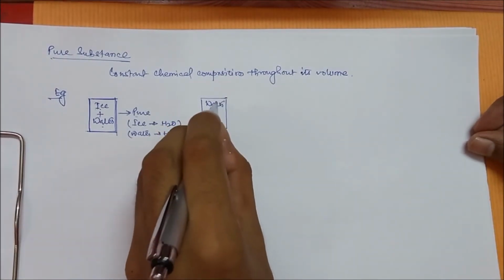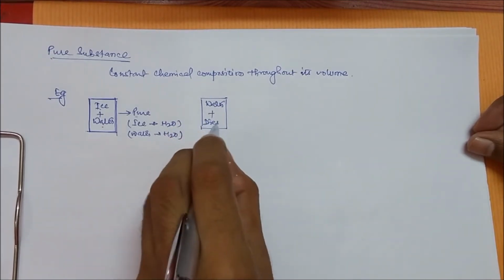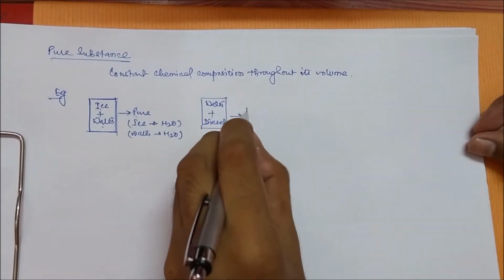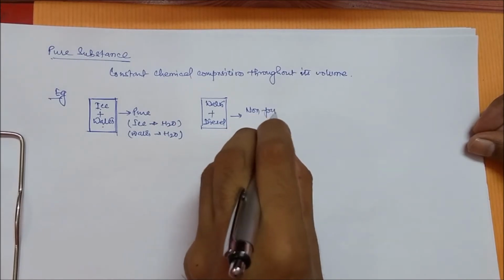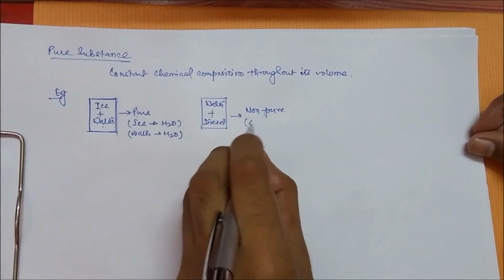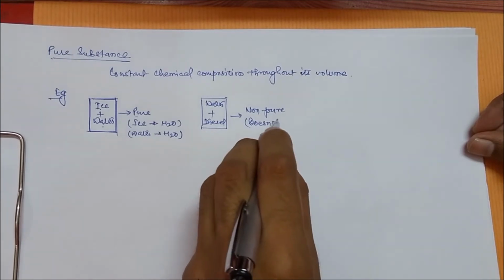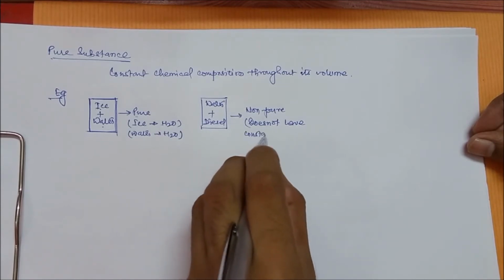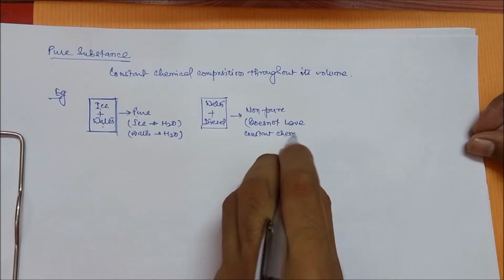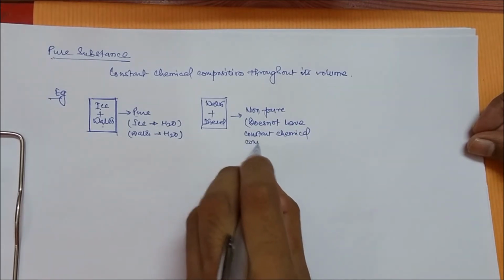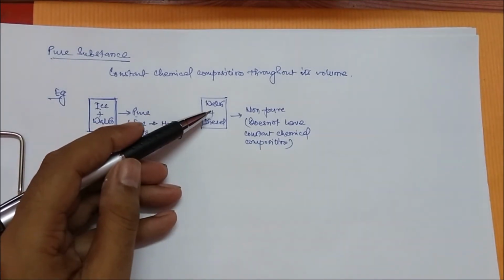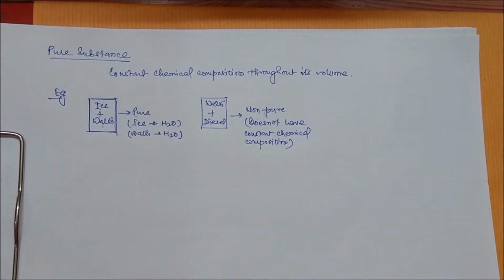Water plus diesel. Is it a pure substance? It's a non-pure substance because it does not have a constant chemical composition. As water and diesel have different chemical compositions, it doesn't have a constant chemical composition, so it's not a pure substance.